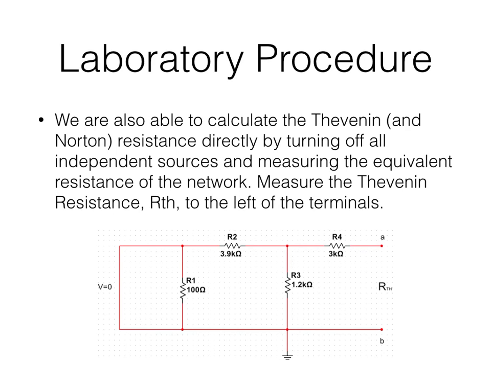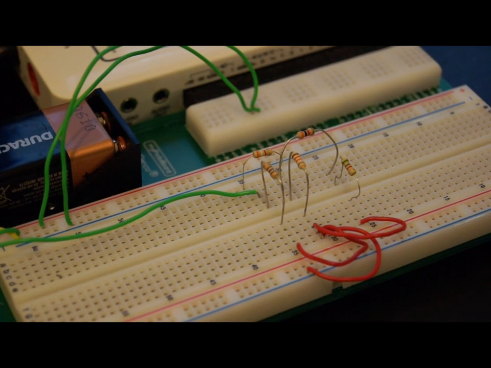We are also able to calculate the Thevenin and Norton resistance directly by turning off all independent sources and measuring the equivalent resistance of the network. Measure the Thevenin resistance to the left of the terminals.